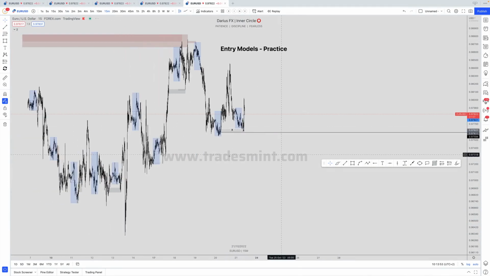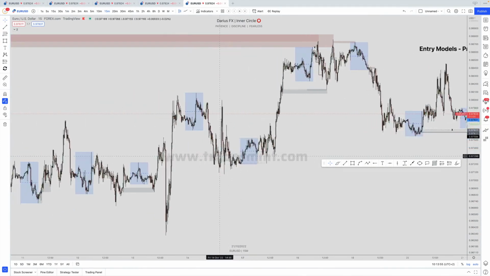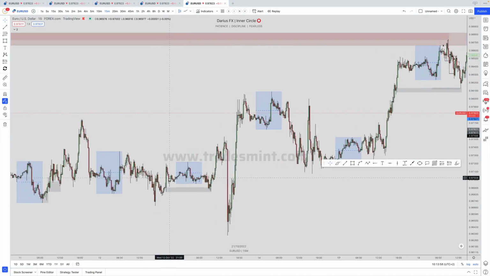Let's just look at a few more examples if we can see something interesting. Yeah, I mapped out here already something.